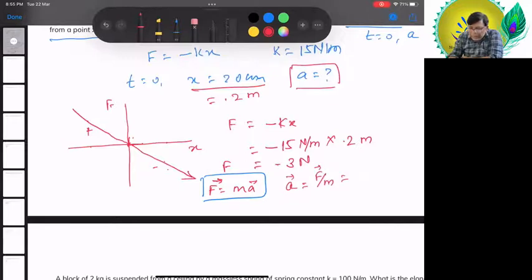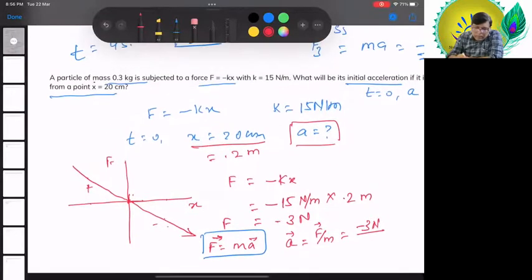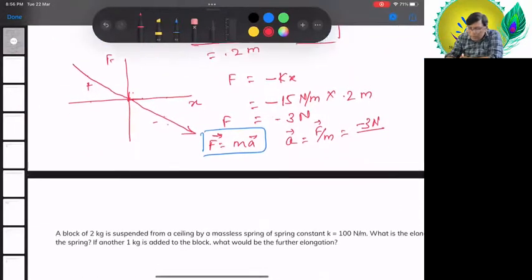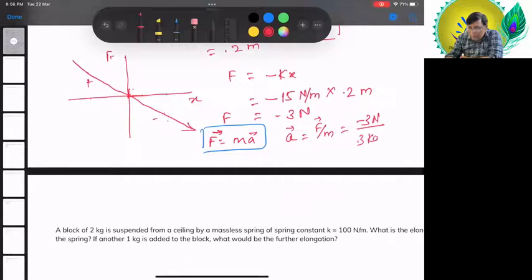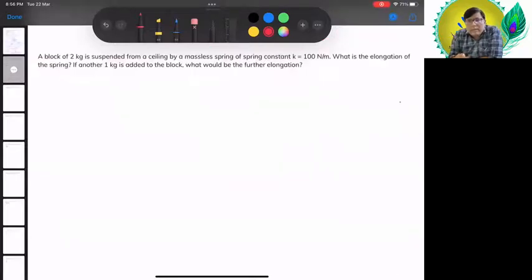What is F? Minus 3 Newton upon what is m? M is 0.3 kilogram. So this will be minus 10 meter per second square. So in this range, it is decelerating. Now let us see the third problem.